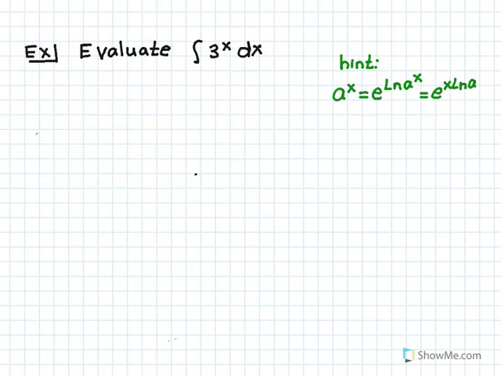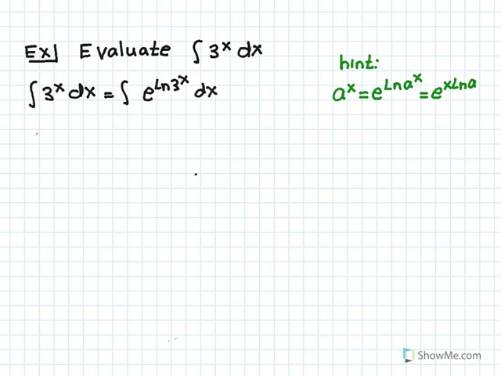All right, let's look at another example. Here we have the integral of 3 to the x dx. This is a slightly more difficult example. The first thing we're going to do is rewrite 3 to the x to the base e. That will make it easier to apply the substitution method. So we have the integral of e to the ln of 3 to the x dx.